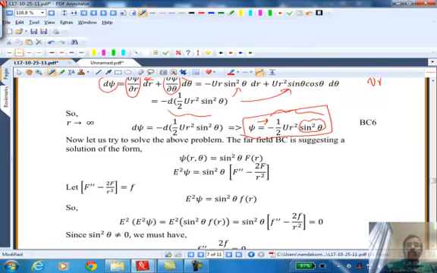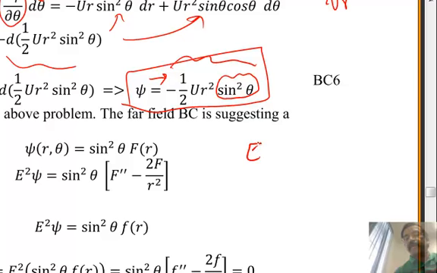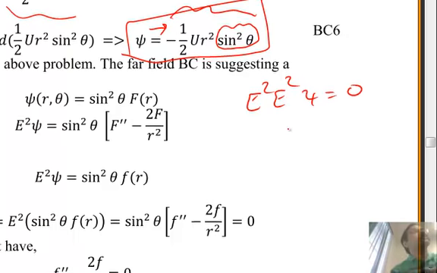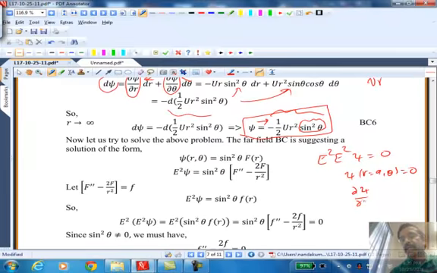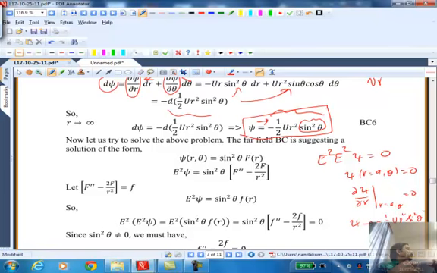Okay, so what do we have now? We have this equation E squared psi equal to 0, which is a partial differential equation because E squared is a partial derivative operator. This is a fourth order equation, so there will be 4 integration constants when integrated. Subject to the condition psi at r equal to a for all theta is 0, d psi dr at r equal to a for all theta is 0, and psi goes as minus 1/2 u r squared sine squared theta. That is the problem we need to solve. We started off with the Stokes equation, but we ended up with this partial differential equation.